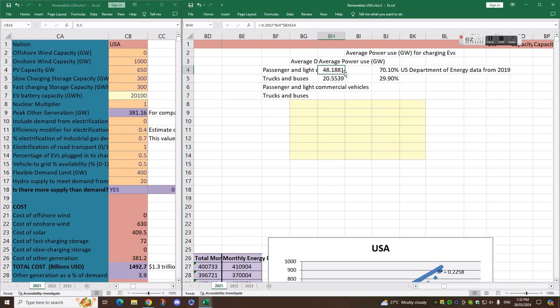That's based on data from the US Department of Energy showing that 70% of energy use for road vehicles in America is passenger and light commercial vehicles, while the other 30% are trucks and buses, larger vehicles. Now for trucks and buses, the other 30%, they use on average 20 gigawatt hours of energy per hour. They would be using that.